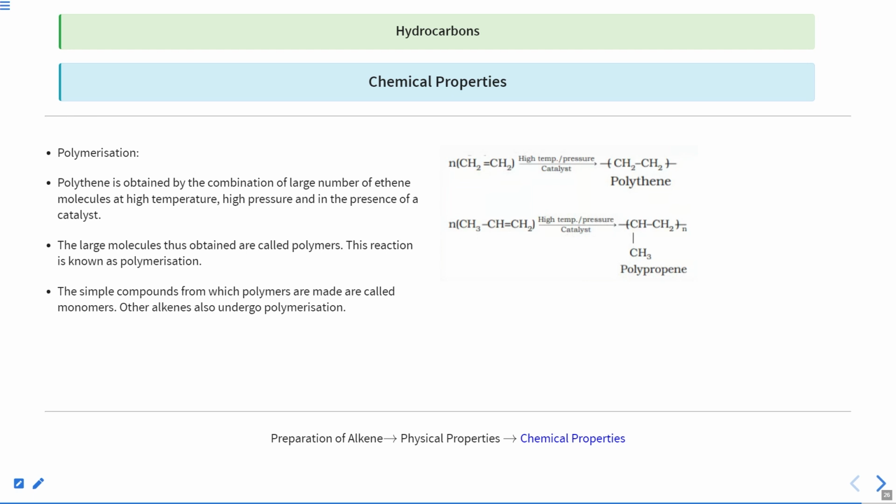This is also an important reaction. What we do is we take n molecules of ethene and, at high temperature in the presence of a catalyst, this ethene is converted to polyethene, which is a long chain of ethene molecules attached together. Similarly, we can do it with propene also. If we treat it with a catalyst at high temperature and pressure, then it undergoes polymerization to give polypropene. So these are two important reactions of polymerization.